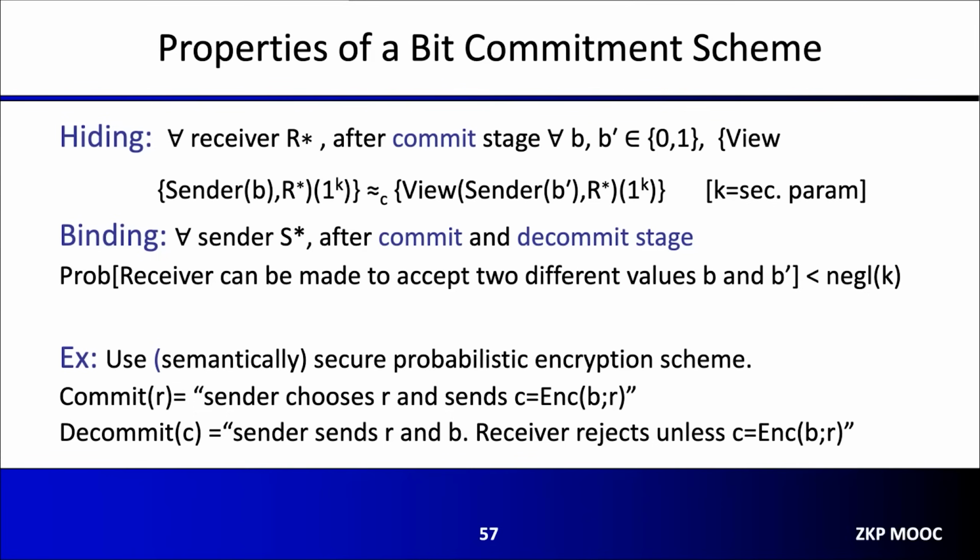What is an example of how to get a bit commitment scheme? The simplest example is using encryption. You can think of commit as the sender essentially encrypting the bit. If you want to commit to a bit B, you encrypt a bit B. And you can think of decommitting as giving the receiver either the decryption key or the randomness you used in order to encrypt the bit B. It's very important that it be a randomized scheme for hiding to hold, because I really want to hide very strongly, so you cannot tell apart whether what you've committed to is 0 or 1. And for that, you need a probabilistic encryption scheme.